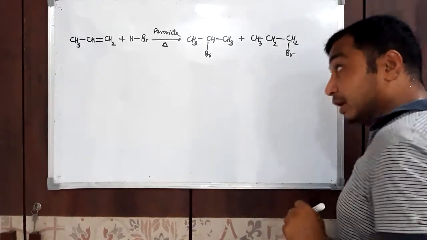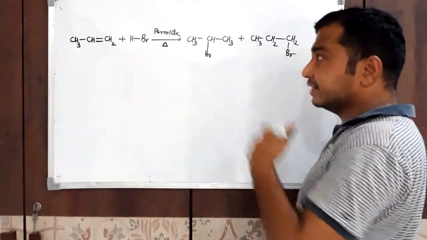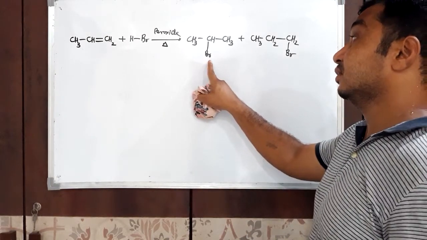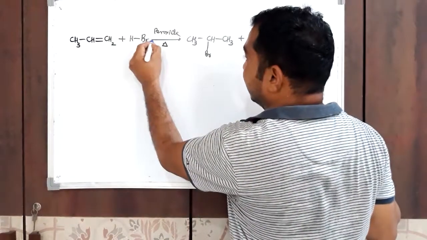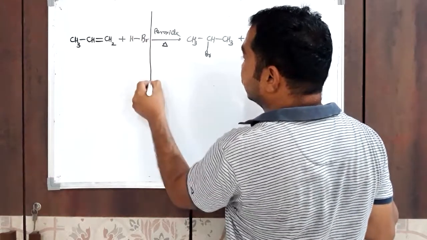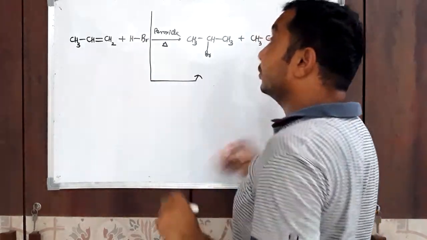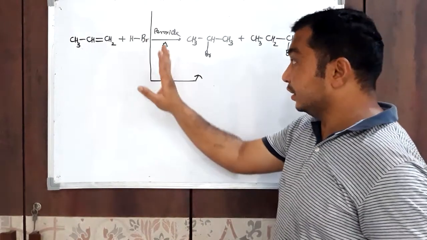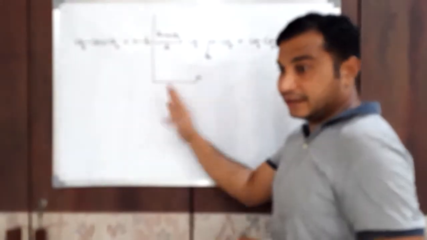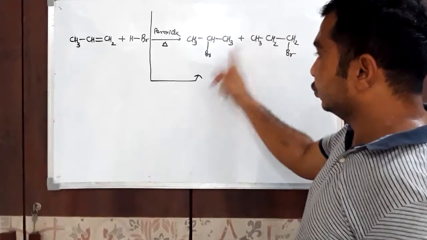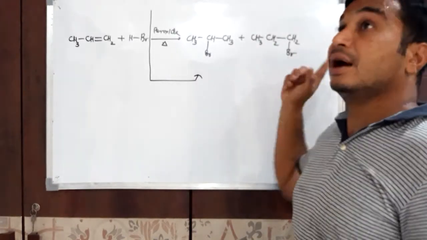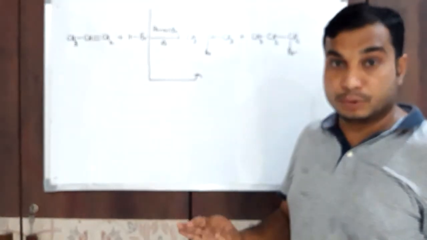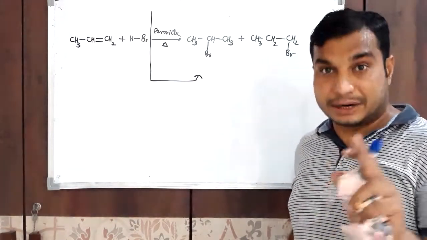But in the previous reaction, if we perform this reaction directly, meaning in the absence of peroxide, same reaction, propene, HBr, without any catalyst, then you will get the same products, 2-bromopropane as well as 1-bromopropane. And in this reaction, 2-bromopropane is the major product, 1-bromopropane is the minor product according to Markovnikov's rule.